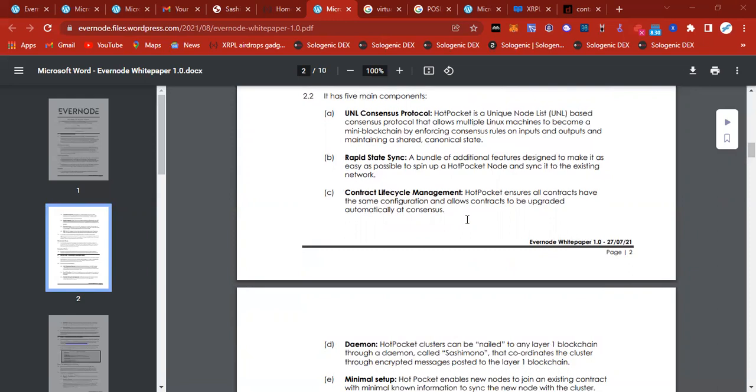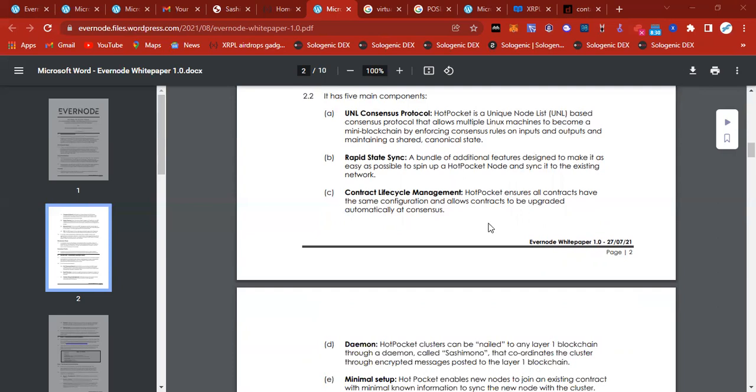a Hot Pocket node. So these words that they put in here, you've got to be careful with terminology. When they say spin up a Hot Pocket node, what I'm assuming is spinning up a node is just setting up a node and making it run. And this allows that node to be synced into the existing network really, really easily and without as much information as possible. So you can just come onto the network. It's very inclusive.